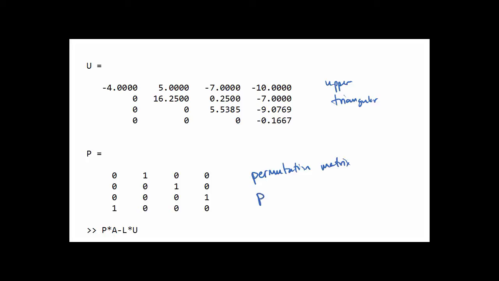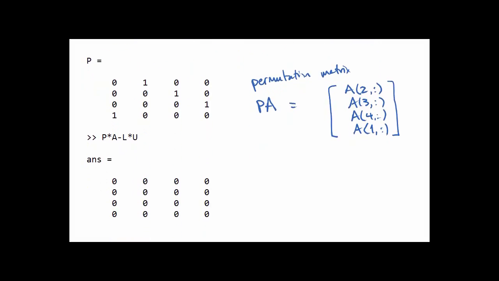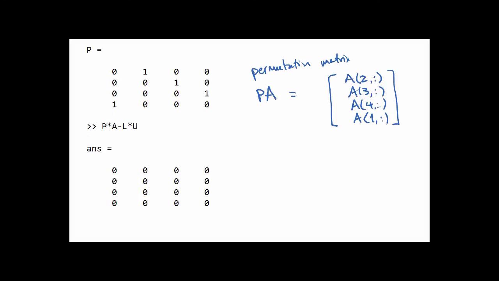So if we do P times A, that just reorders the rows of A. So the first row of the answer is the second row of A. The next is the third row of A. And we get the fourth row of A. And finally the first row of A. And that reordering is done in such a way that P times A is equal to L times U. We've checked.